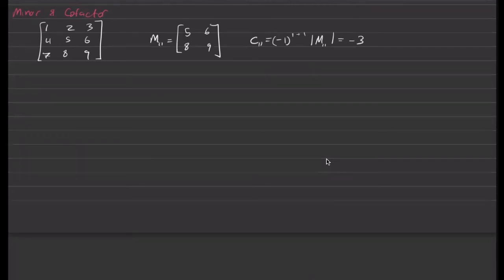And the reason we care about the cofactor is that we can use this to calculate the determinant, where the determinant of A is equal to the sum of all Aij times their corresponding cofactor, Cij.